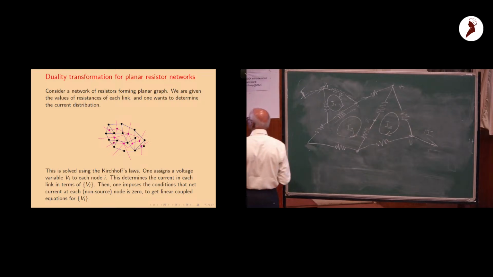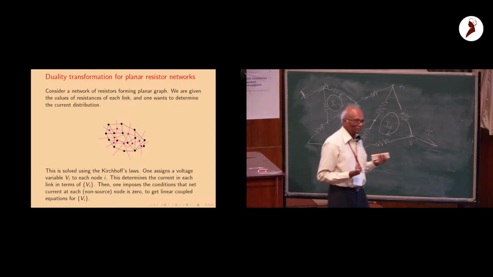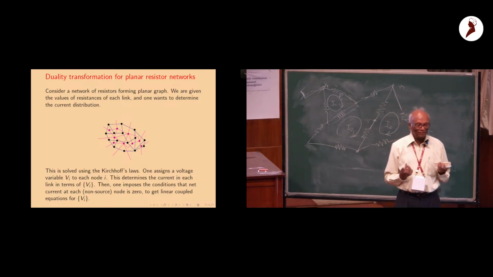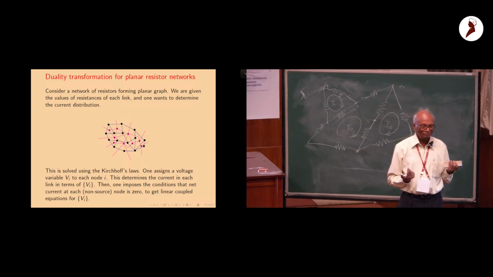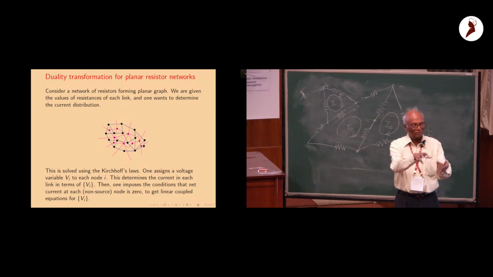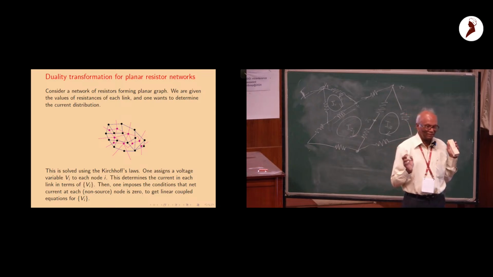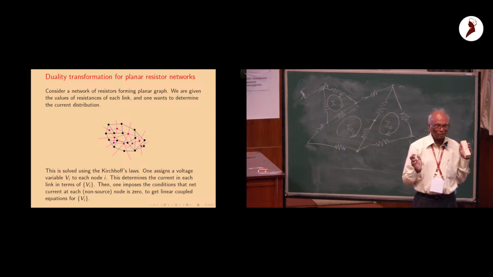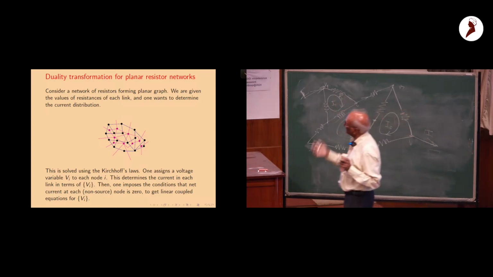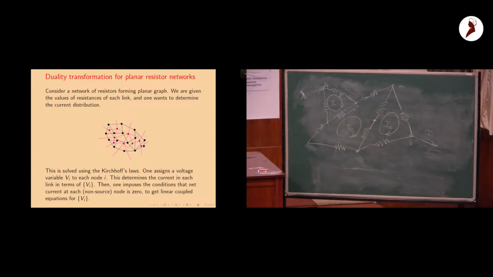But the interesting point is that if you take the original graph and you solve the voltage equations on the graph, that becomes like solving the current equations on the dual graph and vice versa. It's not a very profound observation. You can just look at the graph for 2 minutes and realize that this is true. So the bottom line is that for planar resistor networks, there is a duality transformation.